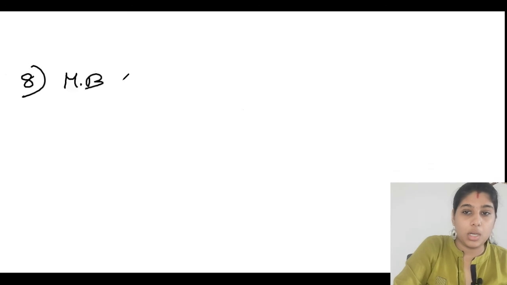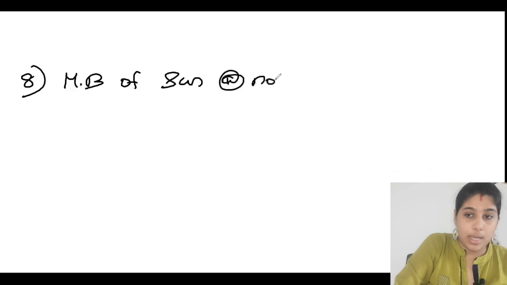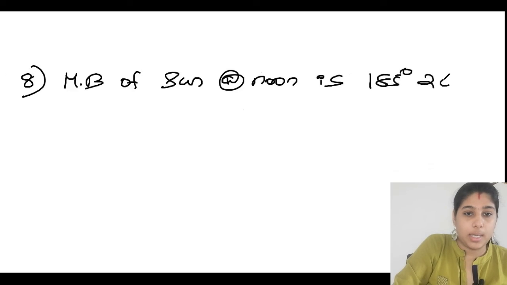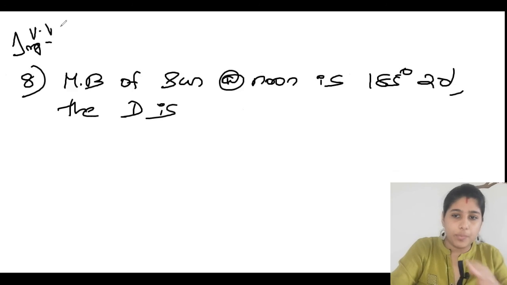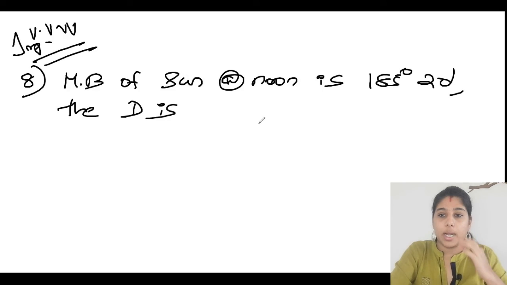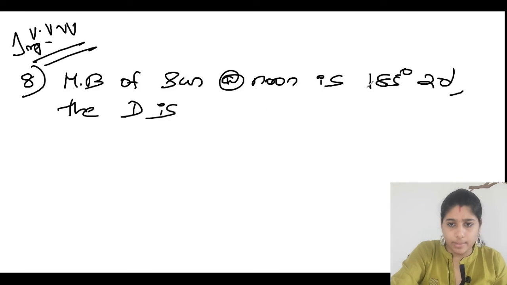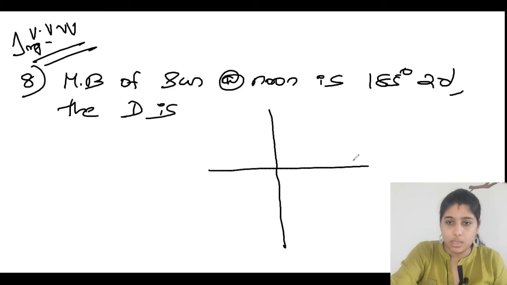Bearing of sun at noon is 185 degree 20 minute. The declination is mostly asked question, very important question. Every time this type of sun related question can come. So this is a trick I am teaching you. This is very important and you can apply this trick everywhere in this type of question. Don't want to think about anything.